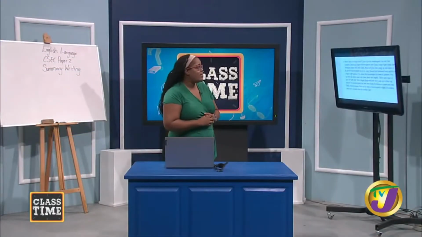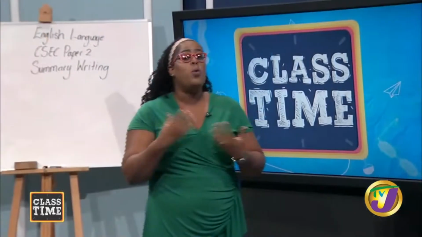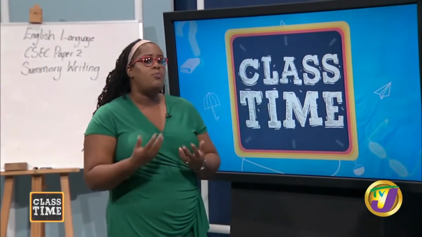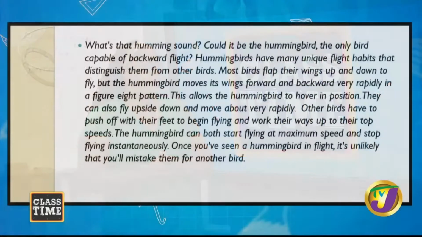A little bit more practice. Second one, so we're looking for the main idea. We're trying to identify the main idea. Now let us read this paragraph together. What's that humming sound? Could it be the hummingbird, the only bird capable of backward flight? Hummingbirds have many unique flight habits that distinguish them from other birds. Most birds flap their wings up and down to fly, but the hummingbird moves its wings forward and backward very rapidly in a figure-8 pattern.